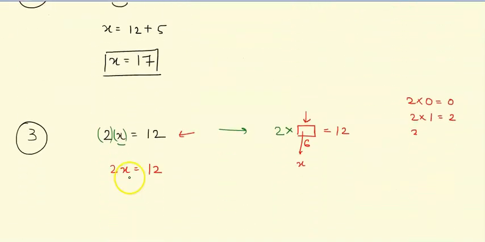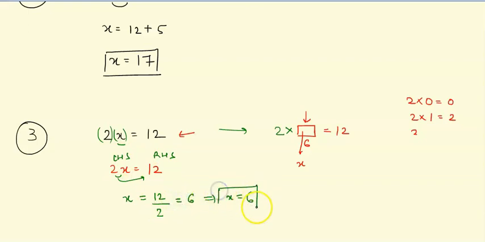So clearly, the multiplication is on the left hand side, and this is the right hand side. When x stays as it is and this multiplication moves from the left hand side to the right hand side, it becomes divide, that is 12 divided by 2, and we know that this is equal to 6. So the value here is x is equal to 6, right?